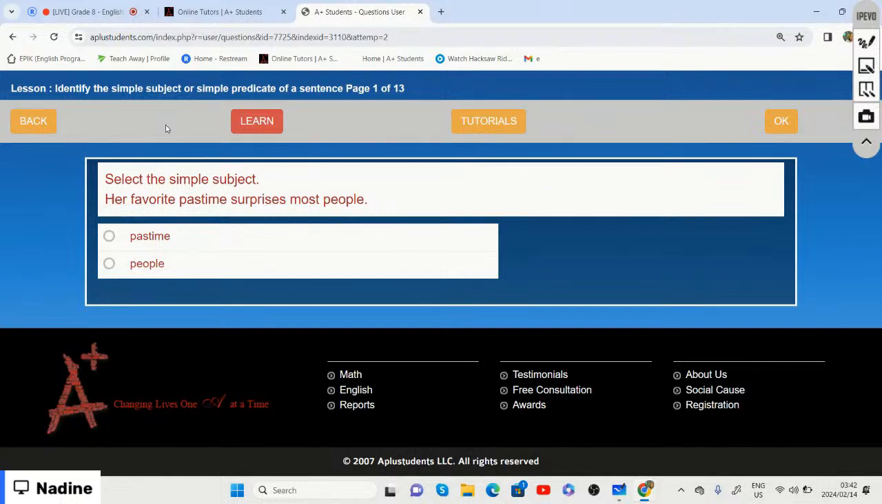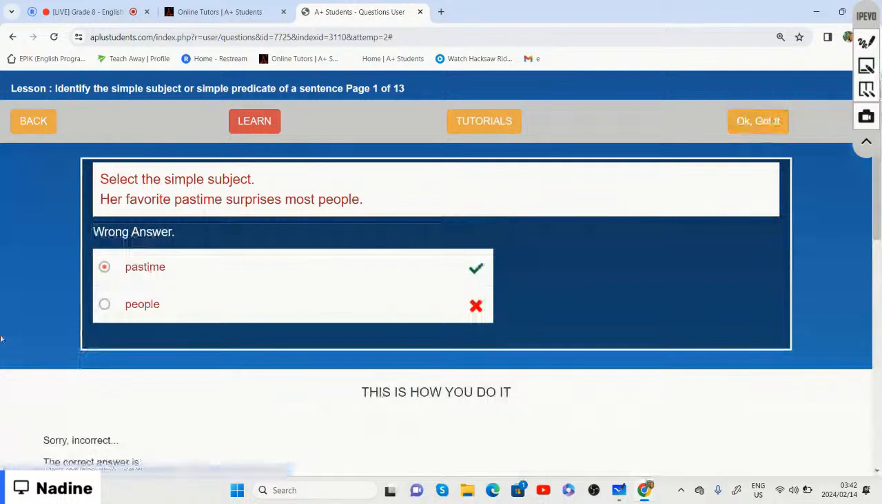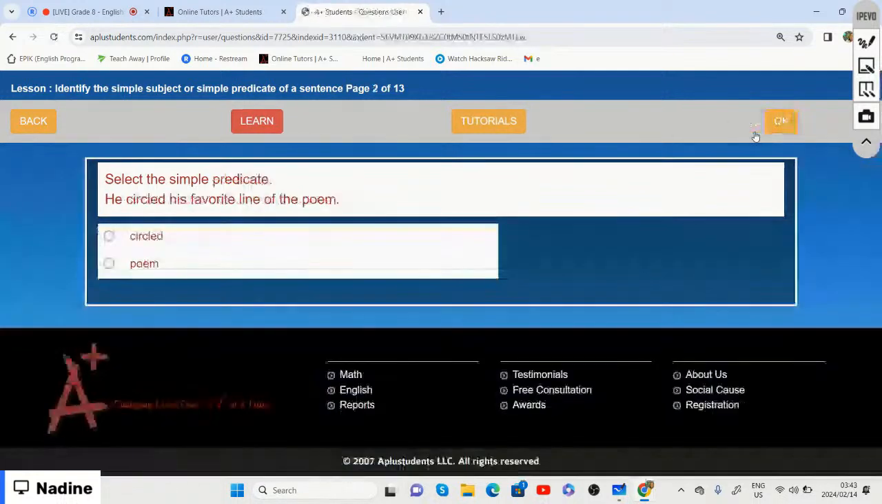And if we select the simple subject, the subject that tells us who or what is doing something, then we will say it is people that does something. Oh, pastime. I apologize. So it is pastime that is our simple subject that tells us who or what is doing something, because they specifically say that it's either a noun or a pronoun that is a simple subject.